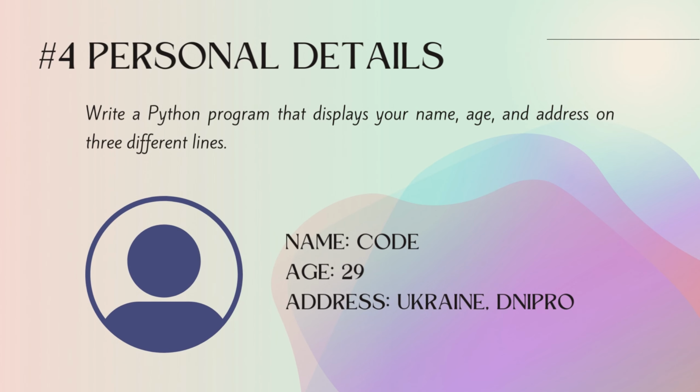The next task is personal details. Write a Python program that displays your name, age, and address on 3 different lines. There we will practice our skill in working with JSON format. Let's look at the solution.